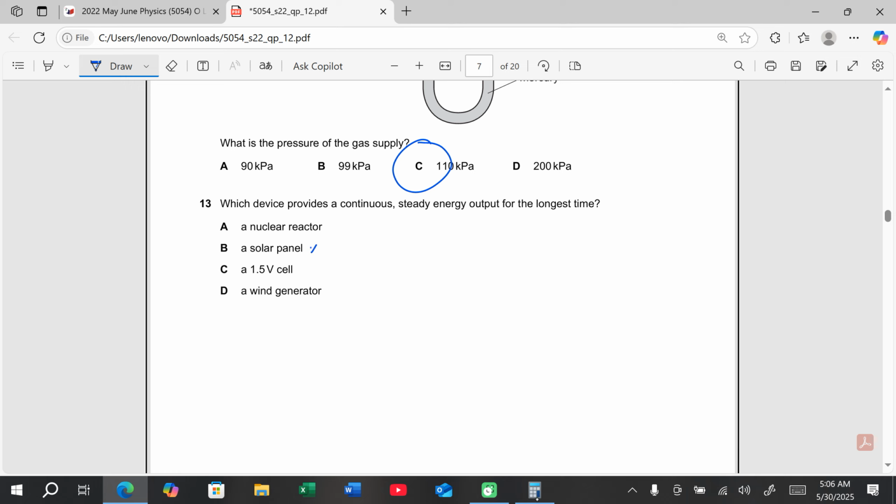Which device provides a continuous and steady energy output for the longest time? Solar panel, no, it provides energy only when the sun is there. Then a 1.5 volt cell will run out at some time. Wind energy will be there only when there is wind. So a nuclear reactor can provide continuous, steady energy.